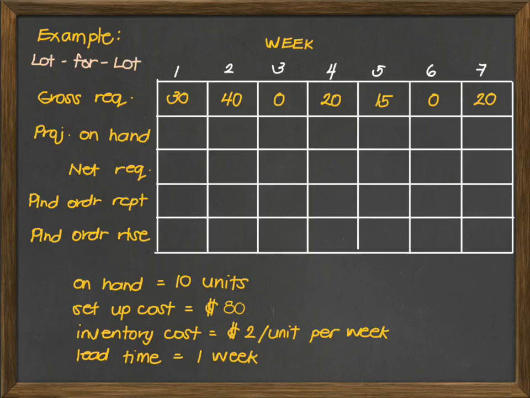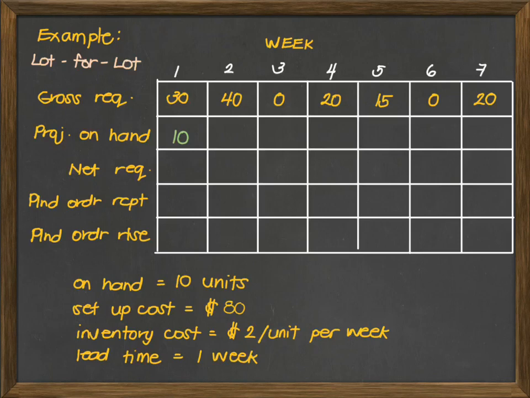is 1 week. So lot for lot is the easiest because it doesn't keep any inventory. We only order what is needed, and at the same time, in that same period, our demand or our units are used up. So, 30 is our gross requirement. We're given a projected on hand of 10 units, or our current inventory is 10 units.